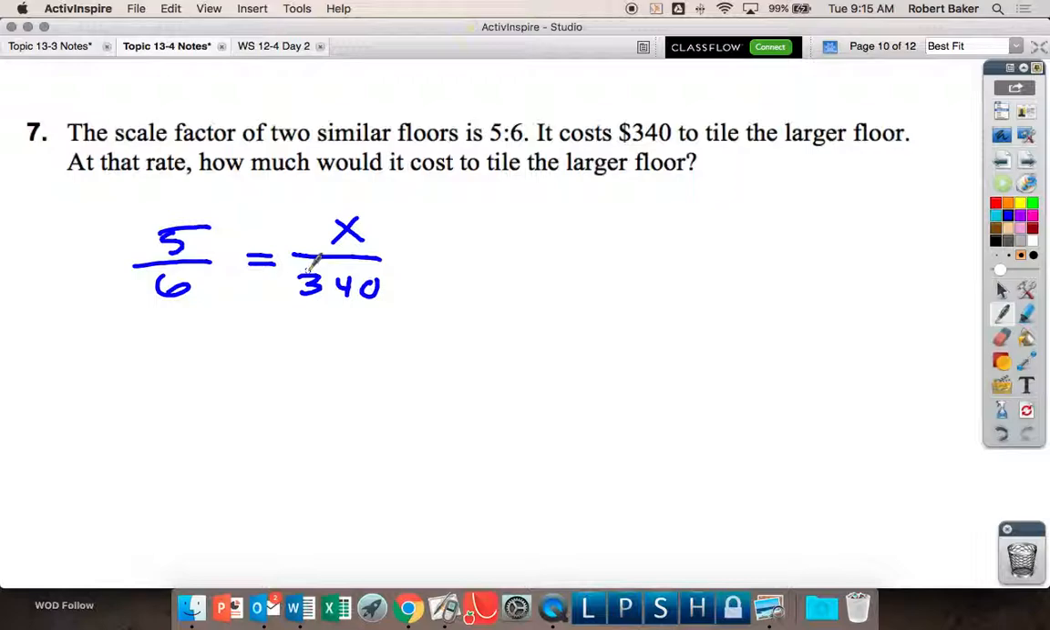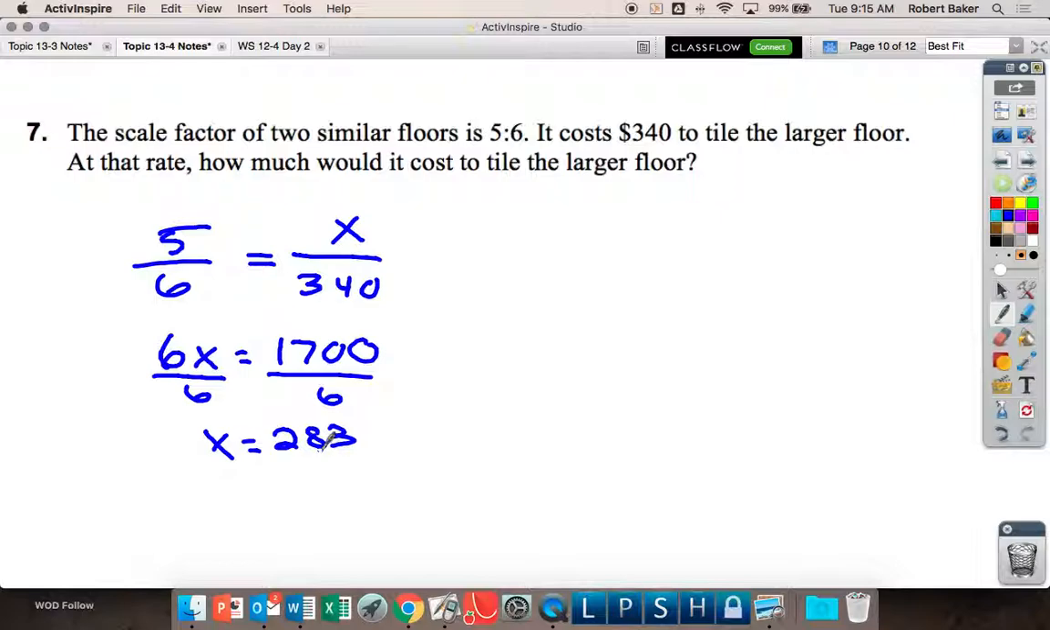So 6 times x is 6x. And then 5 times 340. Divide both sides by 6. So $283 to tile the small floor. Let's see.